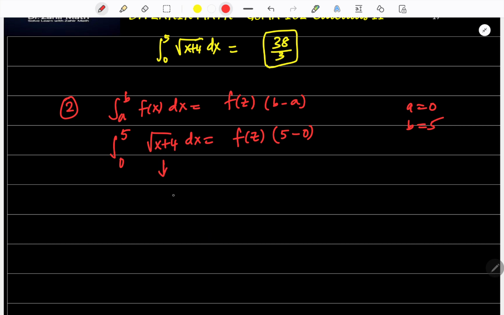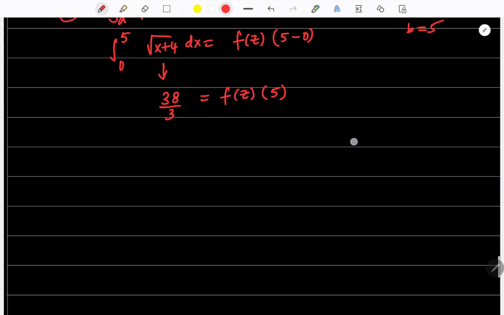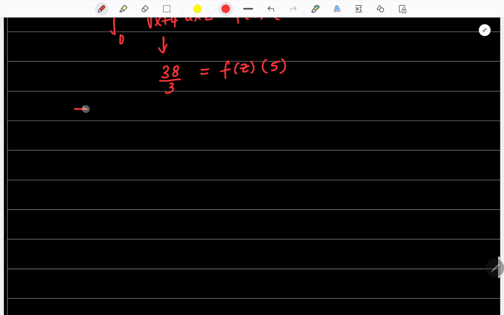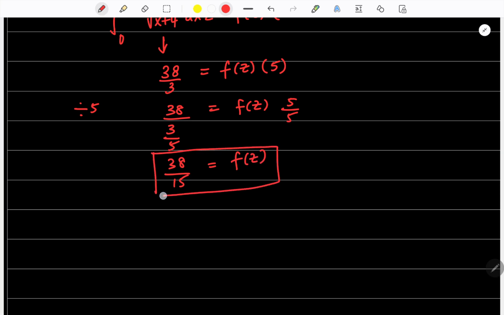So the answer we just worked out is 38 divided by 3. This equals f of z times 5. Now divide by 5. So this is 38 divided by 3 divided by 5, which equals f of z. So 38 divided by 15 is equal to f of z. Clear?